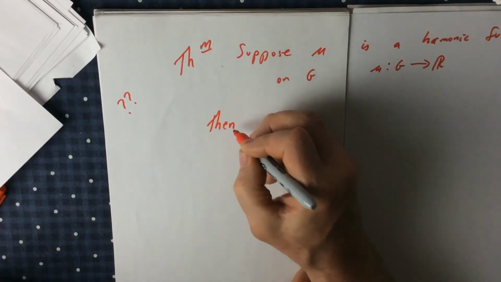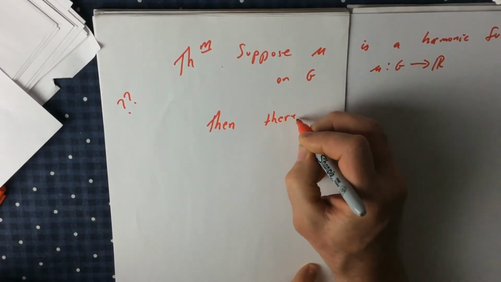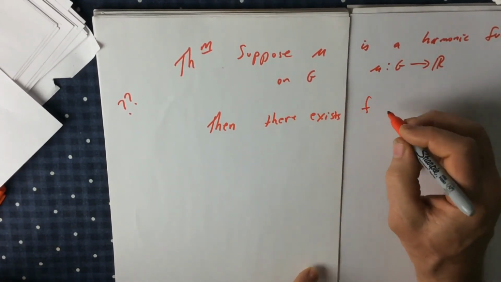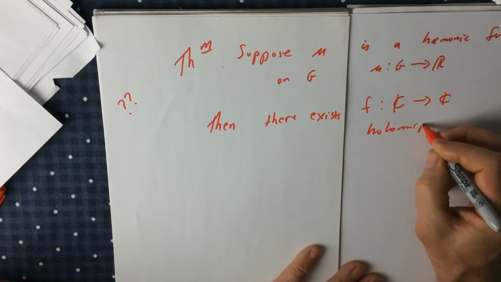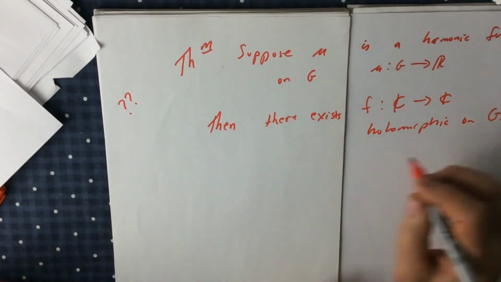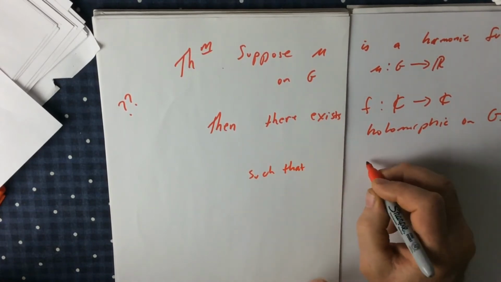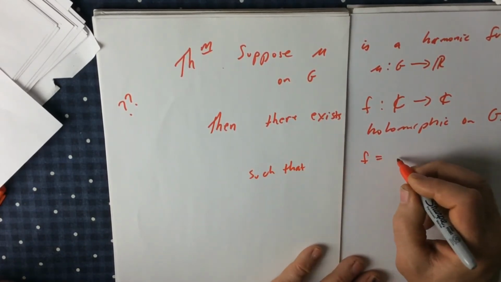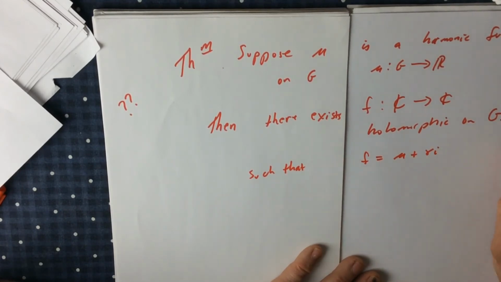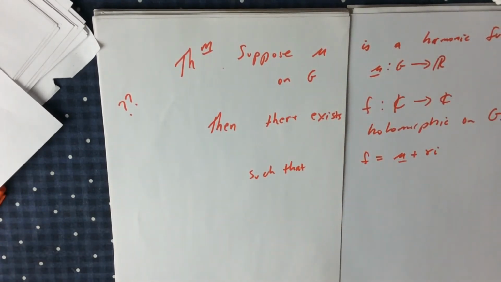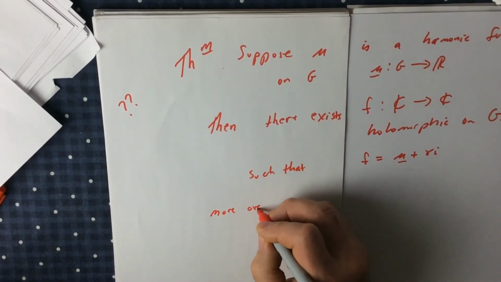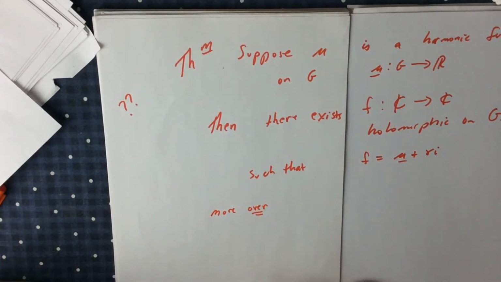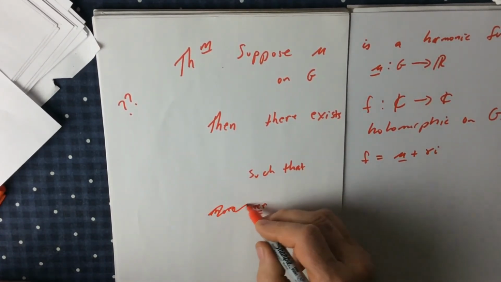Then there exists F, mapping complex to the complexes, holomorphic on G, such that F is equal to mu plus nu i. And the nu is the harmonic piece of F. Moreover, I'm sorry, just going to stop there.